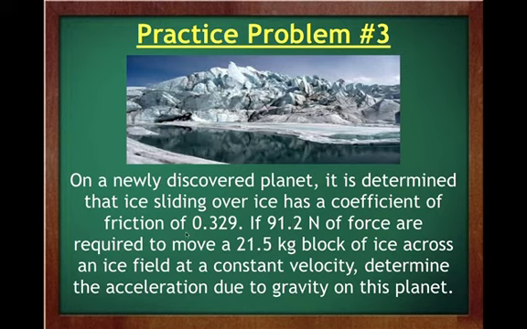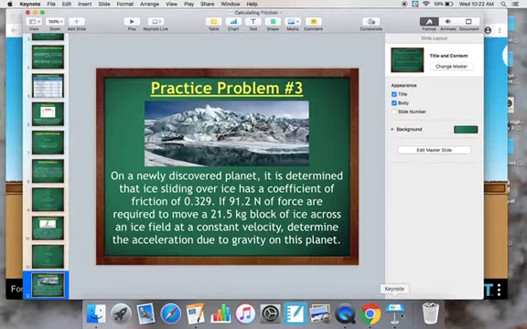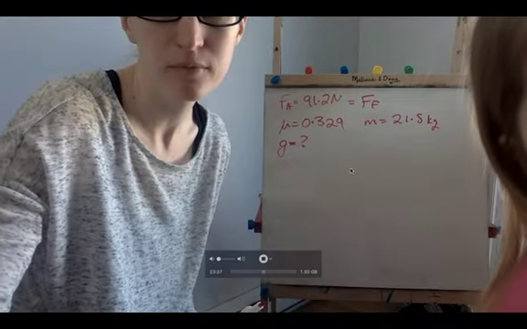Then we also have that the coefficient of friction is 0.329. And we also have that the mass of the ice block is 21.5 kilograms. Now we're actually looking for what's the acceleration due to gravity on this planet. All right, so going back here.